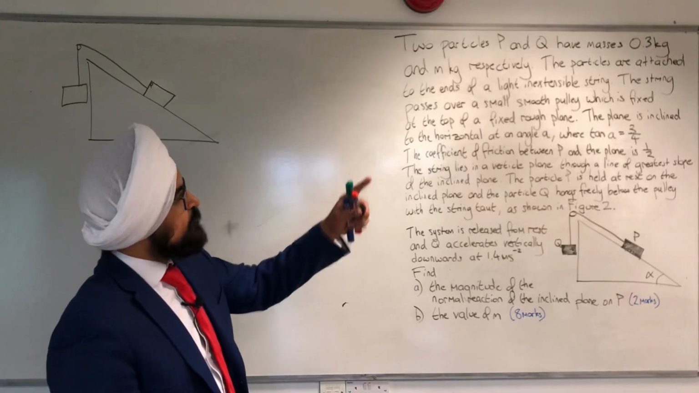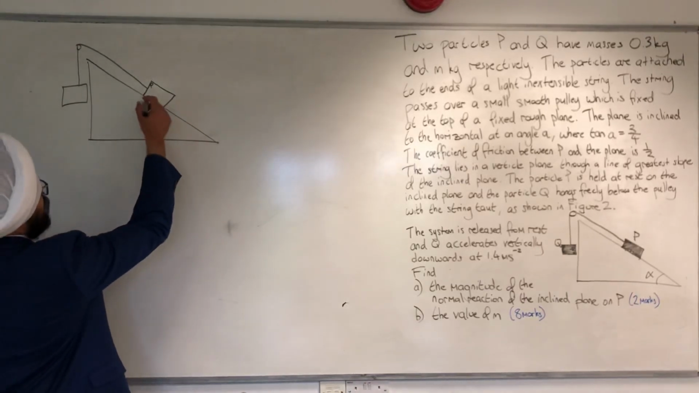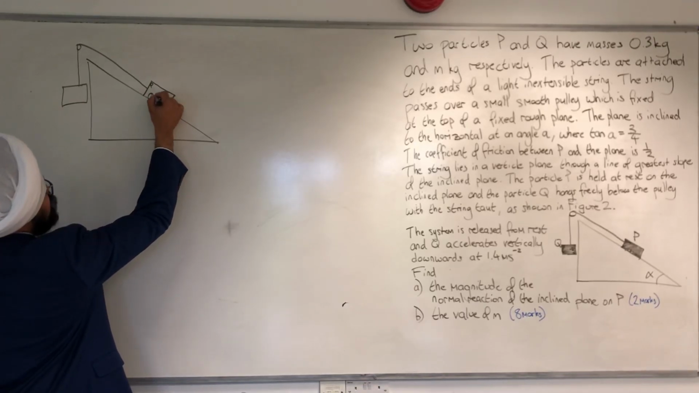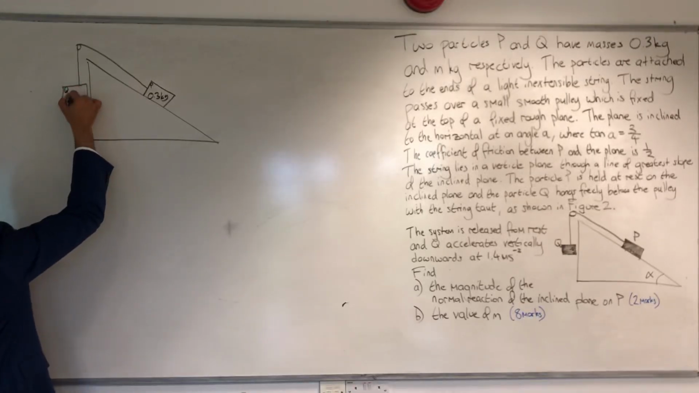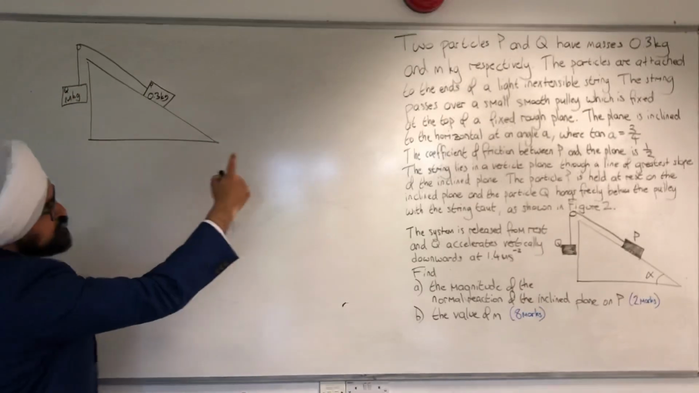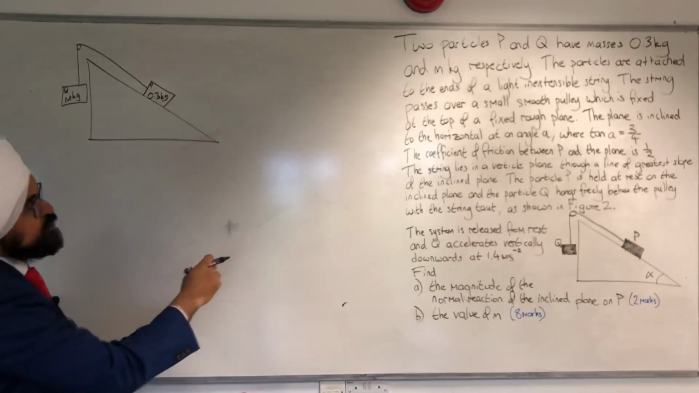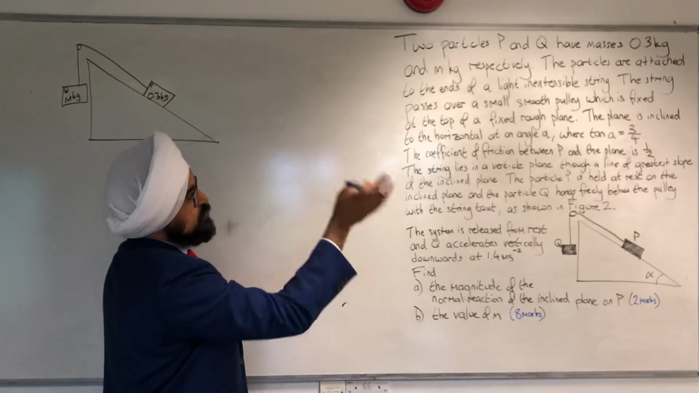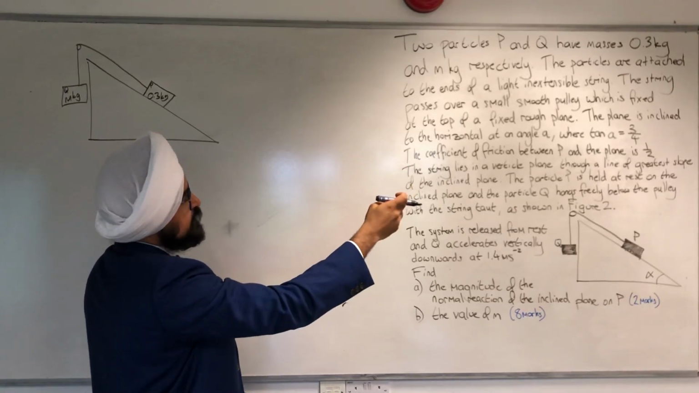Particles P and Q have a mass of 0.3 kg and m kg respectively. So for particle P, 0.3 kg, and particle Q, m kg. As I read the question, I'm going to extract all the information I need to answer the question, line by line. So I don't need to read the question again. The particles are attached to the ends of a light inextensible string.